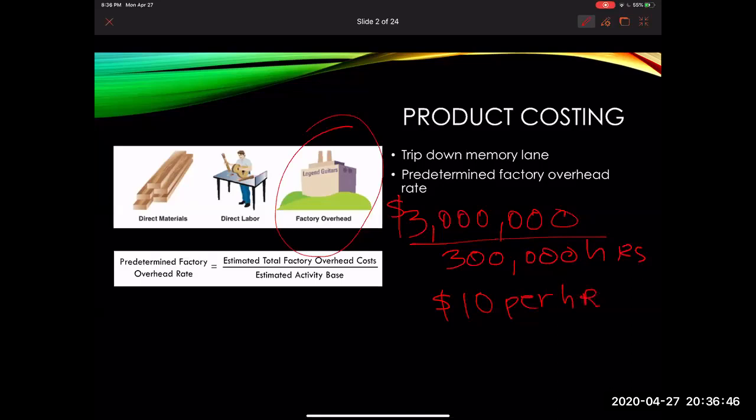If we had a particular job that we're trying to allocate costs to, we would take the number of direct labor hours times this rate, and that's how we would come up with the factory overhead allocated to that job. Hopefully that makes sense. This is the most common method, and we're going to talk about three different methods where we can allocate factory overhead.